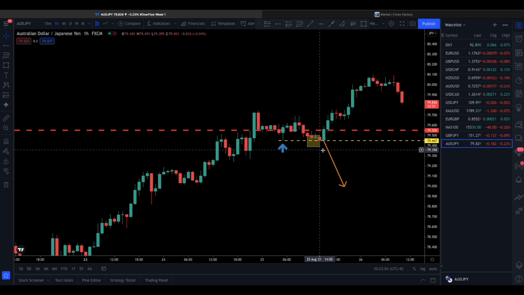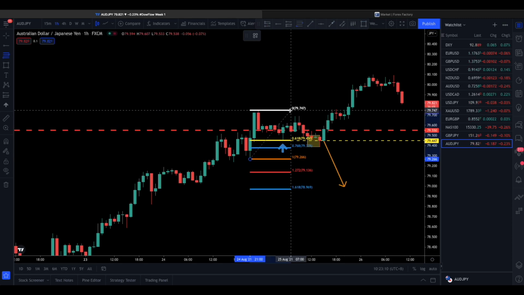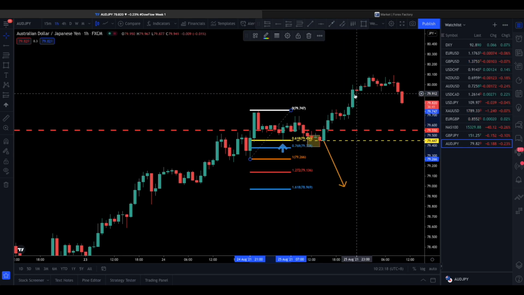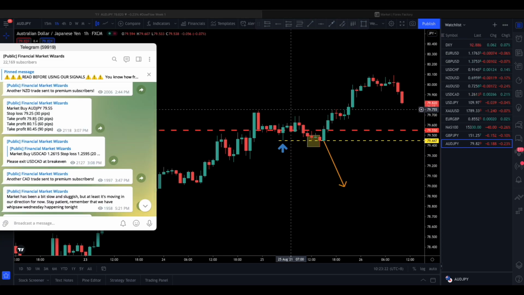So with that being said, this was why we took this trade right here. In fact, if you were to pull the Fibonacci retracement tool, you can see that this 0.768 Fibonacci level just hit nicely, and after that it started going up. As for our take profit, it's the usual take profit that we always do: 30, 60, 90.